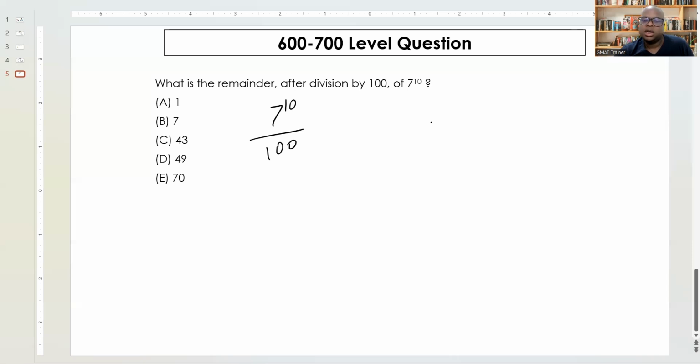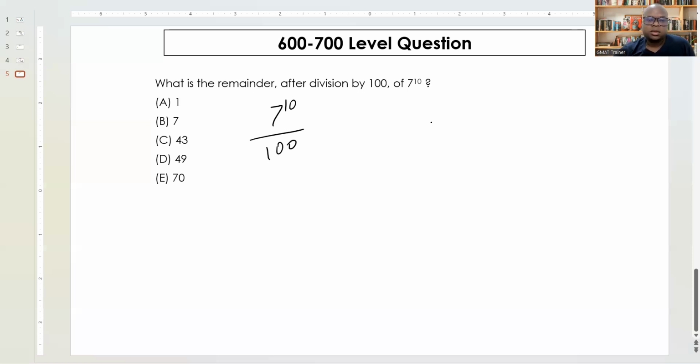So how do you go about it? From the previous approach which we had seen in the fairly easier question, what you need to do is to simplify this in a way that you can be able to get the unit digits. So how do you simplify the 7 raised to power 10 in a way that you can be able to get the unit digits? In this case, we're looking at the last 2 digits of this expression, and the last 2 digits will give you the remainder, right? So that's what we're looking at.